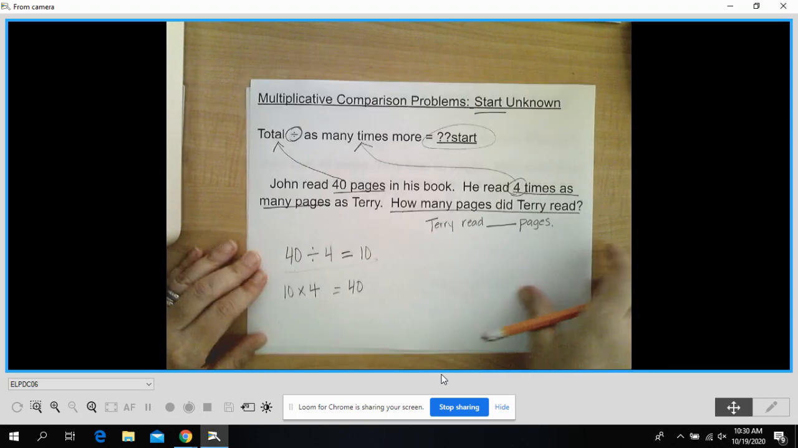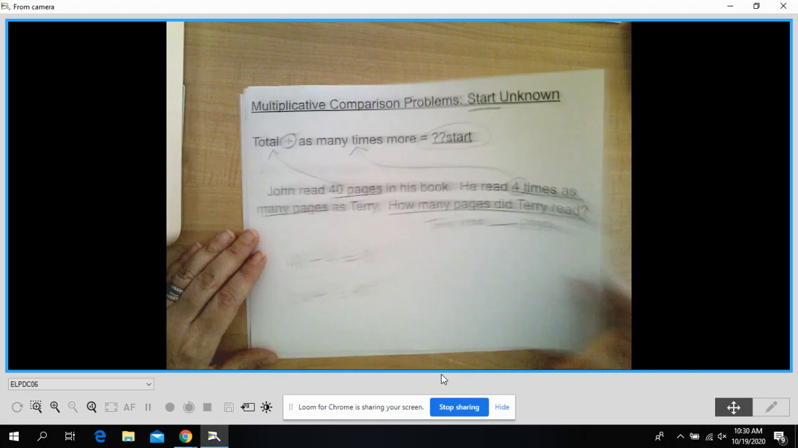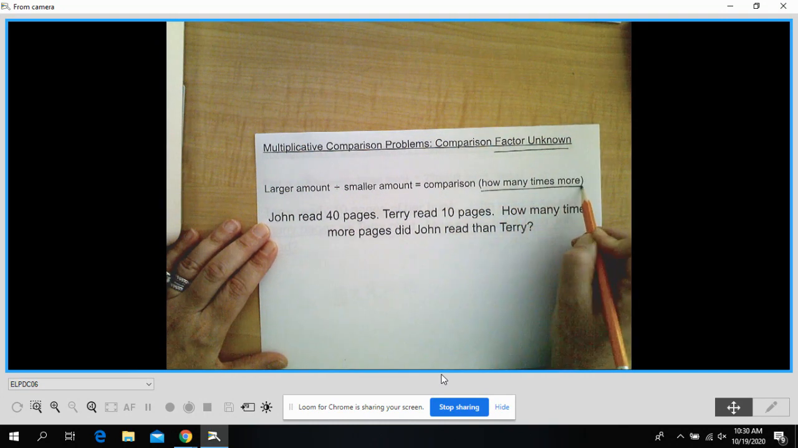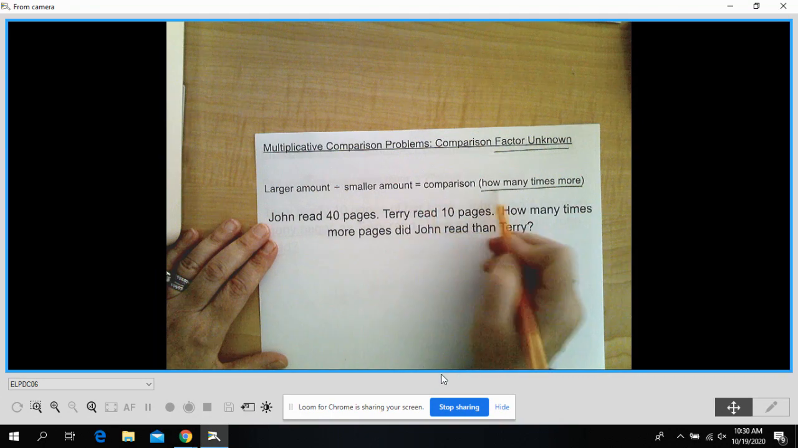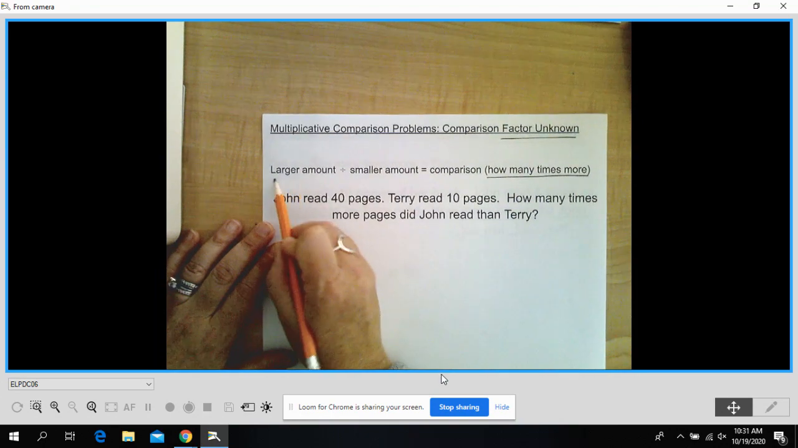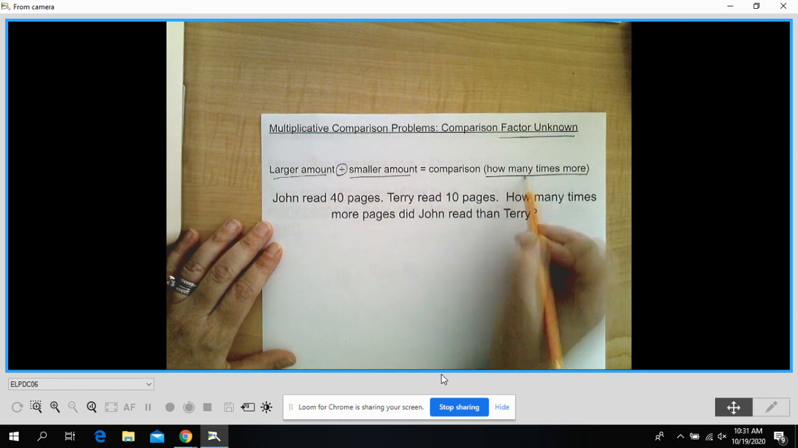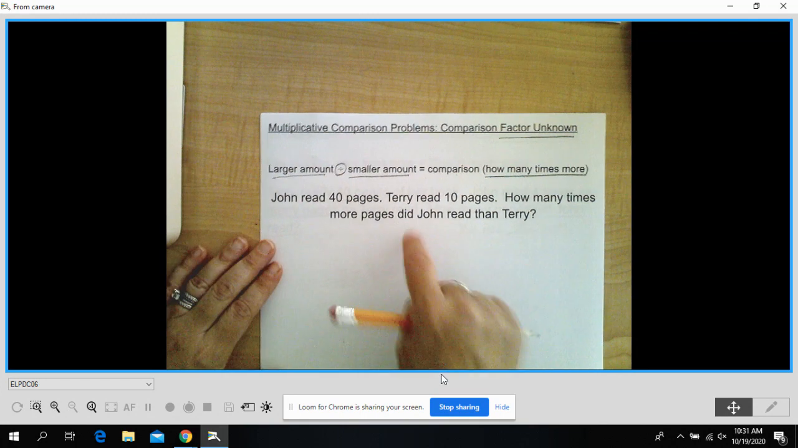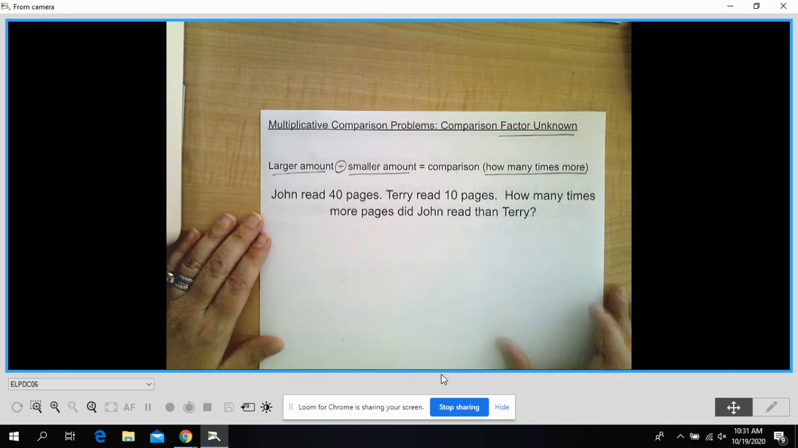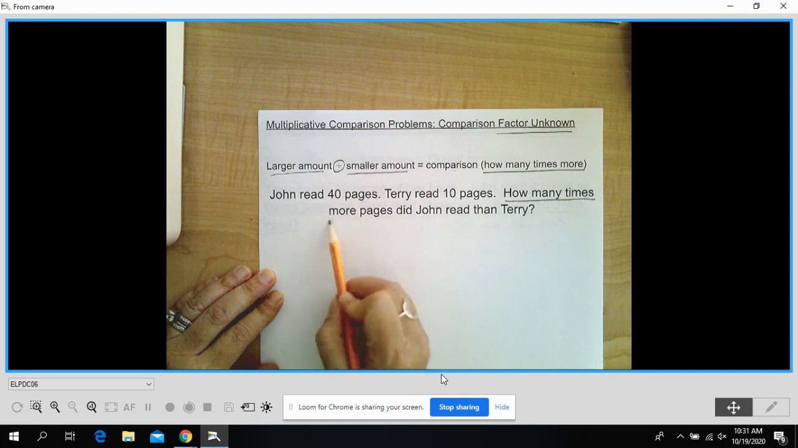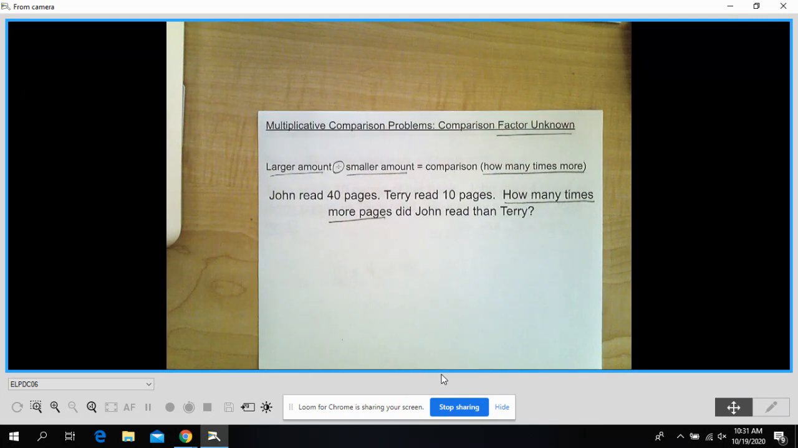All right, let's look at the third type of multiplicative comparison problem. And this is where the factor is unknown. And the factor here means the how many times more, okay? The comparison between the two numbers. So that's when we take the larger amount, we divide it by the smaller amount, and then that's when we learn how many times more. I'll show you what I mean. We've got the same numbers in this problem. So John read 40 pages. Terry read 10 pages. How many times more pages did John read than Terry?